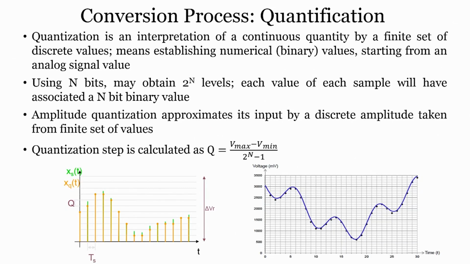Now, once you do the sampling, let us see the quantization. Quantization is an interpretation of a continuous quantity by a finite set of discrete values, meaning establishing numerical or binary values starting from an analog signal value, right. So, using n bits we may obtain 2 raised to n levels. Each sample value will have an associated n bit binary value. So, for n bits we have 2 raised to n levels. Amplitude quantization approximates its input by discrete amplitudes taken from a finite set of values.